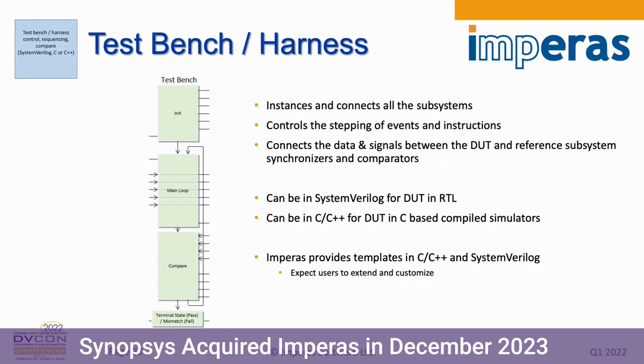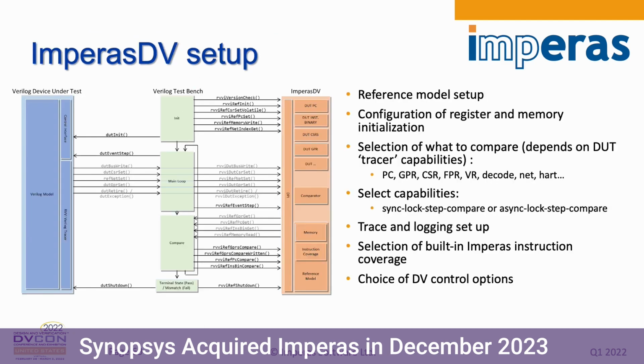The test bench harness will then sit to the left of that and connect to it. It will instance and connect everything together. It will control and step things. It will connect things from the device under test across into the reference subsystem. And again, in the Imperas solution, it can be in SystemVerilog or it can be C or C++. We provide, again, templates of the test bench showing how it connects things together. We'd expect people to make use of those and extend them.